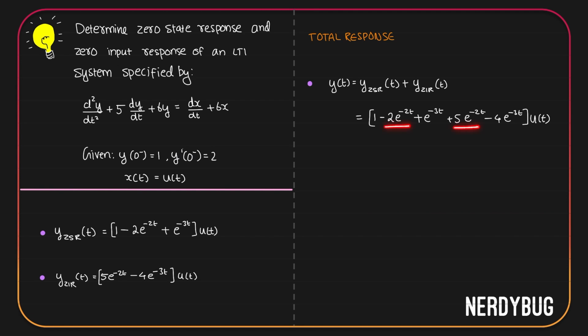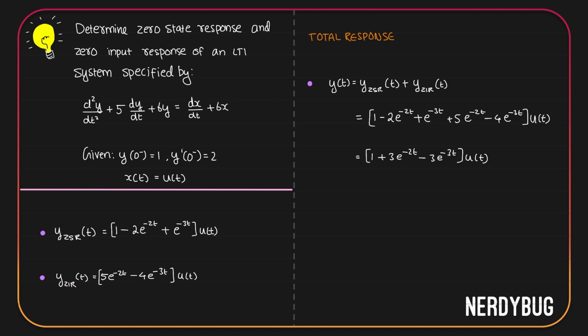We can add these two. Minus 2 e raised to minus 2t plus 5 e raised to minus 2t is 3 e raised to minus 2t. Also, e raised to minus 3t minus 4 e raised to minus 3t is minus 3 e raised to minus 3t. So, this becomes 1 plus 3 e raised to minus 2t minus 3 e raised to minus 3t, multiplied by u of t.